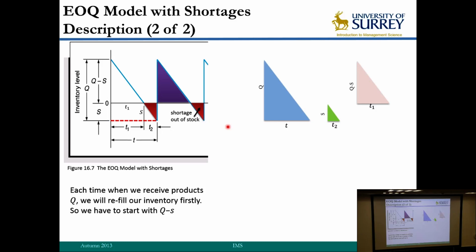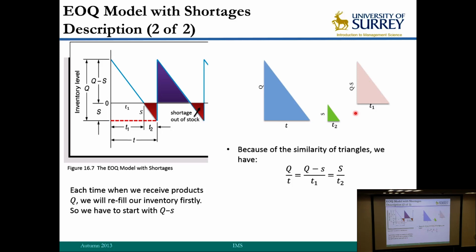So that means the ratio of the certain edges are the same, because they are actually the same triangles with a different size. So the angles are the same of this one and this one and this one. They are pretty much the same. So because of the similarities of triangles, we can have the certain ratios. Q divided by T should equal Q minus S divided by T1, because these are similar triangles, and equals S divided by T2. So this is the relationship we should have.